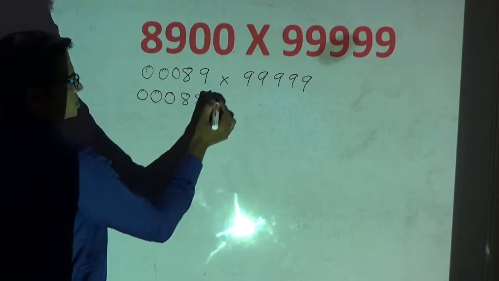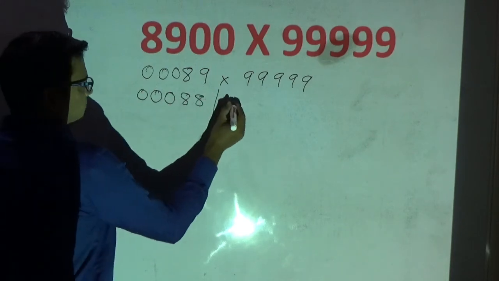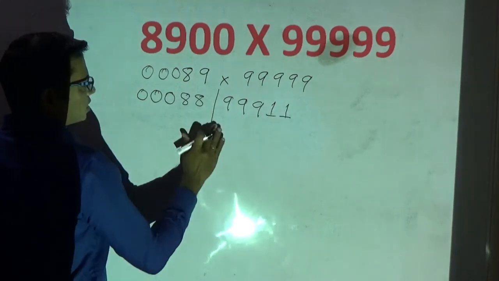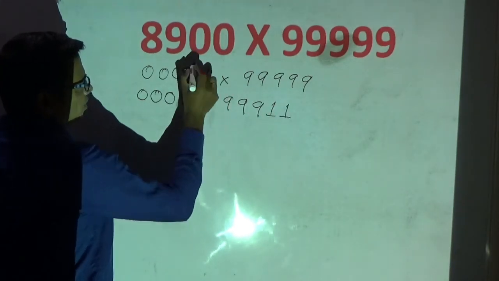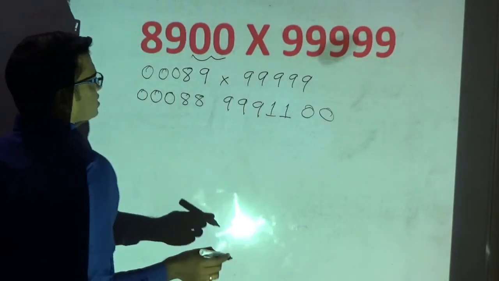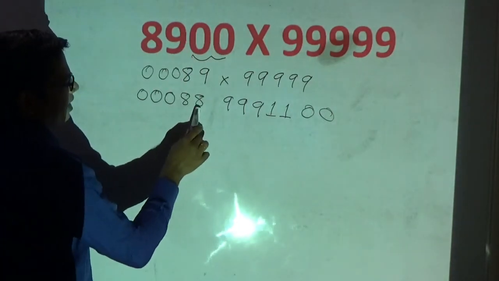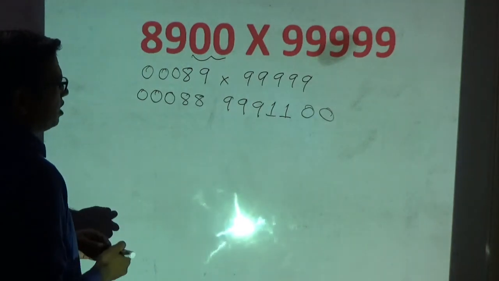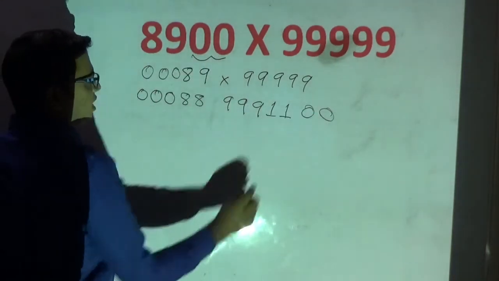Okay, 00088. The next half of the answer is 99911. Since I ignored these 2 zeros right in the beginning, I will now put the zeros back. Now the answer for this question is 8899991100. Hope you have understood. First you ignore these zeros, later you can affix them there.